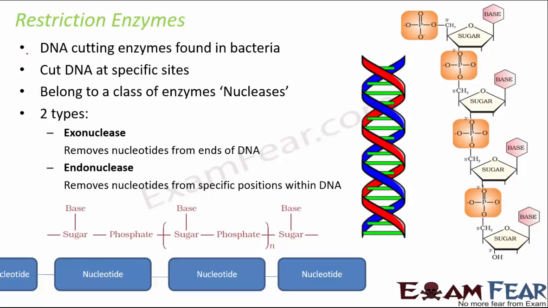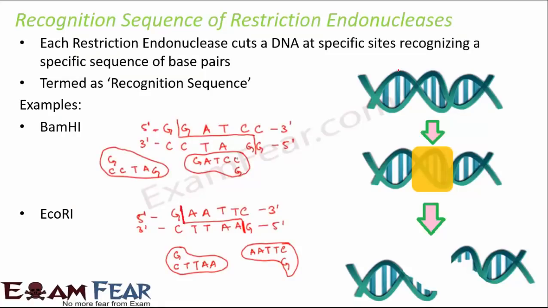The restriction enzymes. These are DNA cutting enzymes found in bacteria, and they cut DNA at specific sites. That is their speciality. They belong to a class of enzymes called nucleases. Now there are two types of nucleases, exonuclease and endonuclease. Exo means outside. So exonuclease removes nucleotides from the ends of DNA, from the outside part. And endonuclease removes nucleotides from specific positions within DNA. So when we have to remove nucleotides from inside the DNA, that time we use endonuclease. When we want to remove a few nucleotides towards one end, then it is exonuclease.